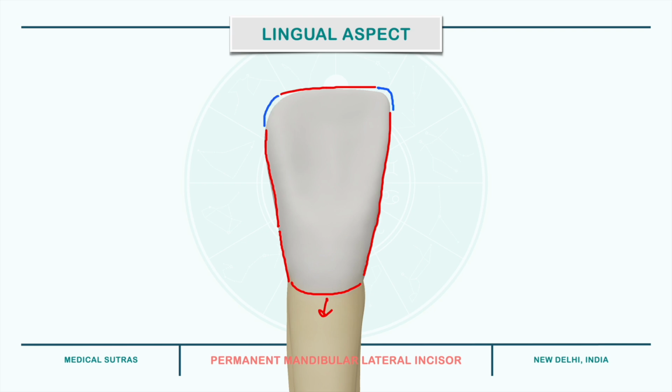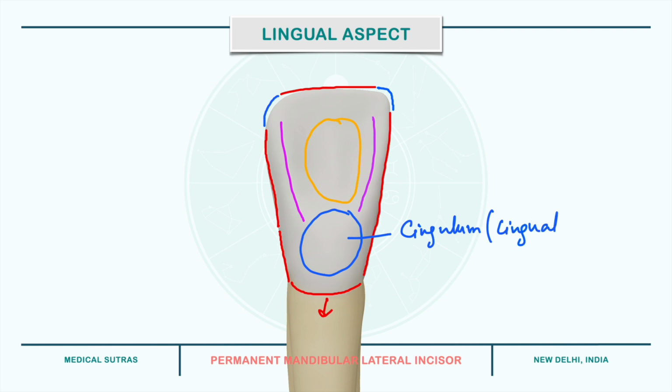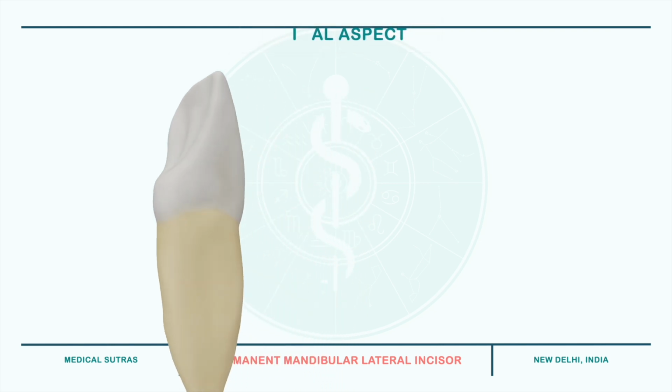The important features on the lingual aspect include the cingulum, lingual fossa, mesial marginal ridge and distal marginal ridge. The cingulum develops from the lingual developmental groove and presents as a convexity in the cervical portion. The lingual fossa is shallow and devoid of any developmental grooves. The mesial marginal ridge and distal marginal ridge are well developed and form the mesial and distal boundary of the lingual fossa. Now coming to the mesial aspect.